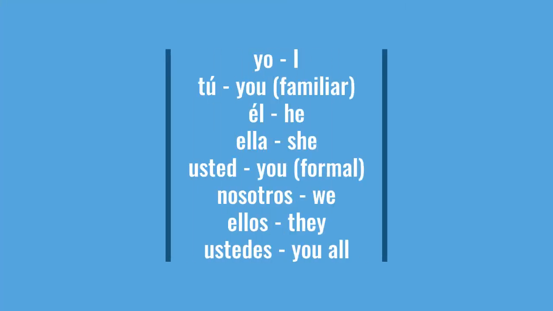Here are the subject pronouns we've learned in Spanish. Yo for I, tú for you, familiar, someone that you know. Él for he, ella for she, usted for someone formal like a boss or someone you've just met, or a stranger you're talking to on the street. Nosotros for we, ellos for they, and ustedes for you all.